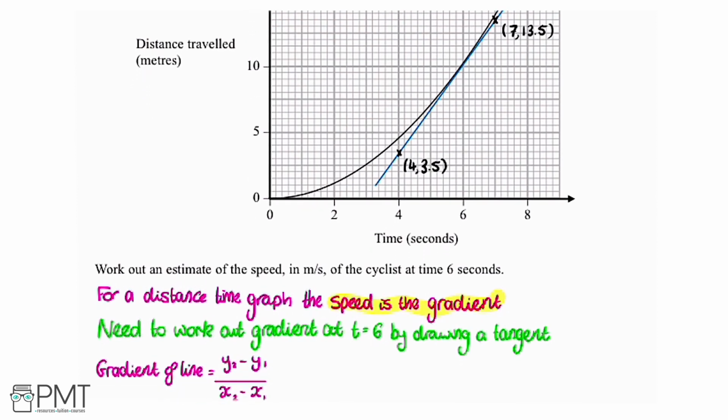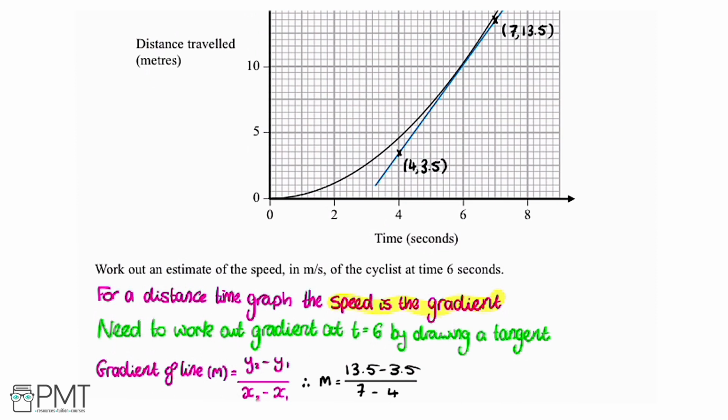Now the gradient of a line is the change in y over the change in x, and we often represent that with the symbol m. So for our case, our gradient is the change in y, that's 13.5 minus 3.5, divided by our change in x, so that's 7 minus 4.